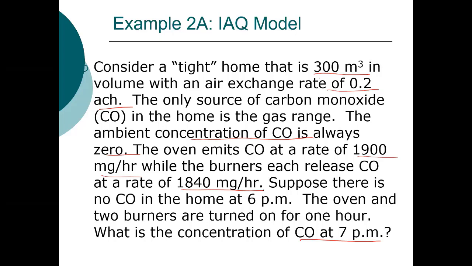So we'll create the scenario where we have no carbon monoxide in the home at 6 p.m. So we come home from class or work, and there's no carbon monoxide in the house. We make dinner, so we turn on the oven and 2 burners, and we're going to turn this on for 1 hour. And the question is then, what is the concentration of carbon monoxide 1 hour later?